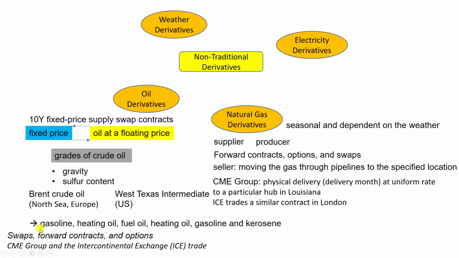And also there is trade not just in crude oil, but also gasoline, heating oil, fuel oil, and kerosene. So we can purchase these products also, and that's why it's funny, but we can have trade for refinery margins, because if we are looking at that, all of them are the product of the refining process.